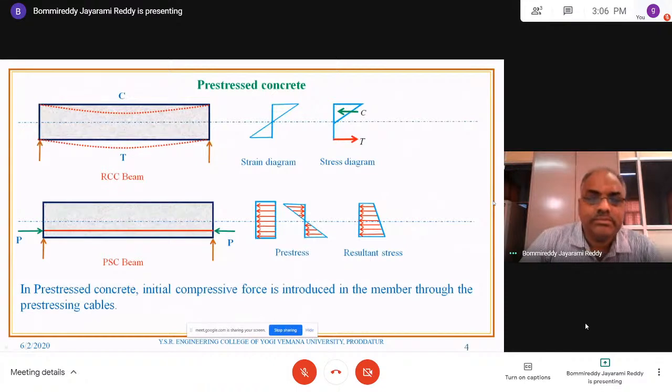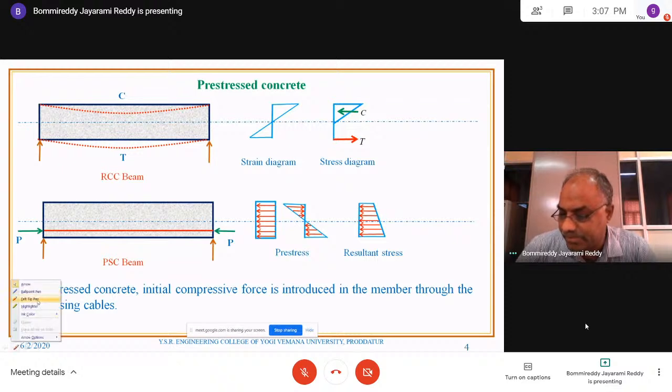Okay. Now, let us see a simple difference between RCC and pre-stressed concrete. In an RCC simply supported beam, the bottom face is under tension, whereas the top face is under compression when it is subjected to transverse loading. You can look at the compressive phase and also the tensile phase. And concrete is very strong in compression and weak in tension.